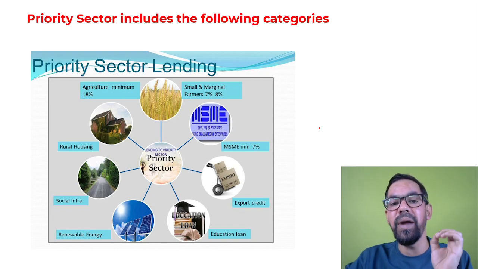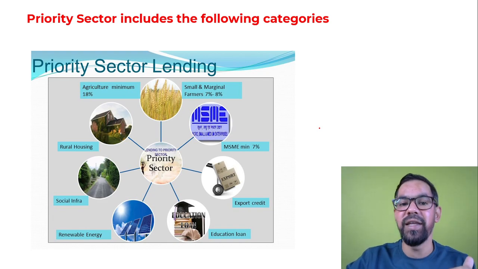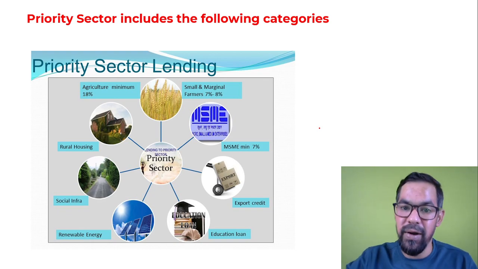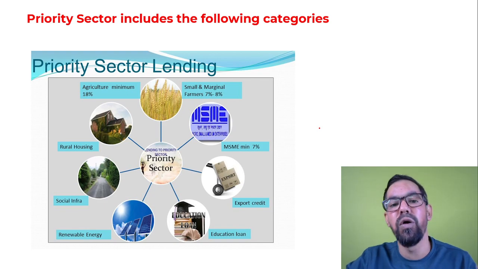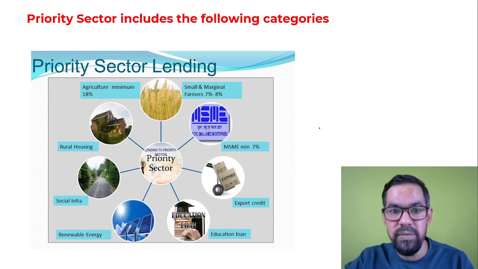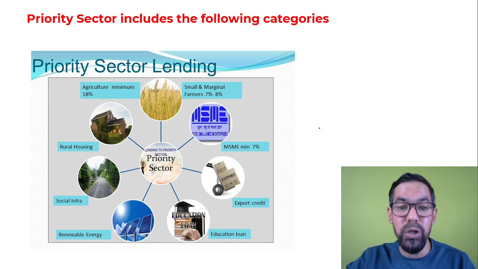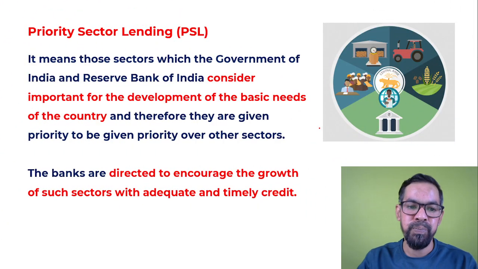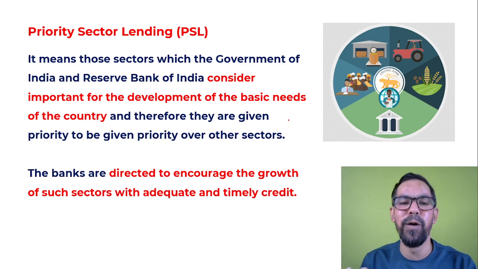Okay, so RBI mandates banks: if you are doing banking business in India, you have to lend this percentage of your overall lending to the priority sector. We have different guidelines for different banks. For commercial banks it is different, for RRBs it is different, for small finance banks it is different, and for foreign banks with less than 20 branches and more than 20 branches it is different. So we will discuss this in this video. Okay, so I hope now you're getting the basic idea about PSL.